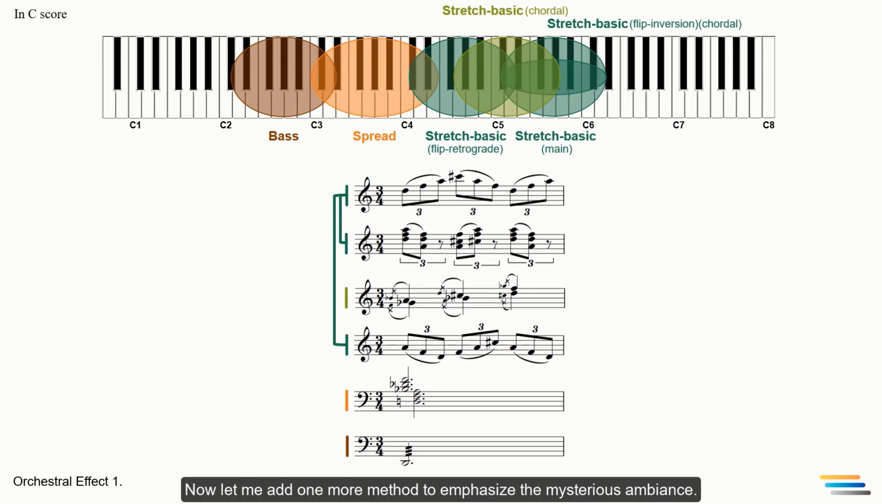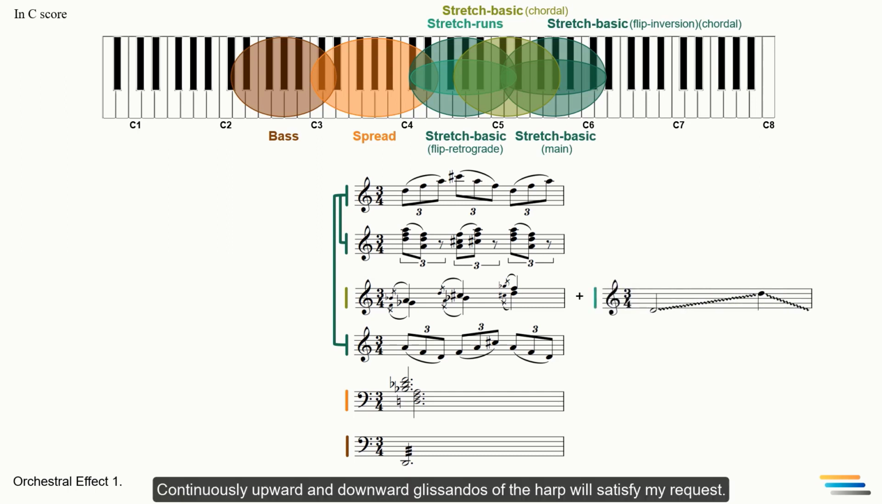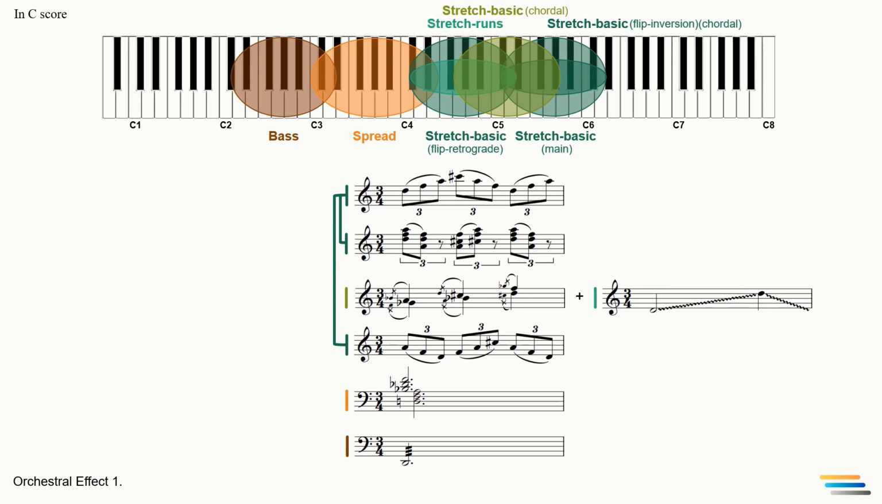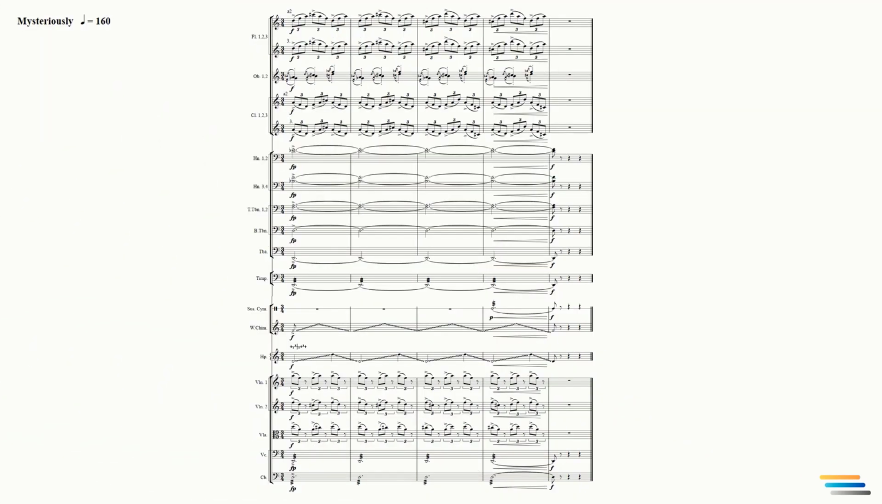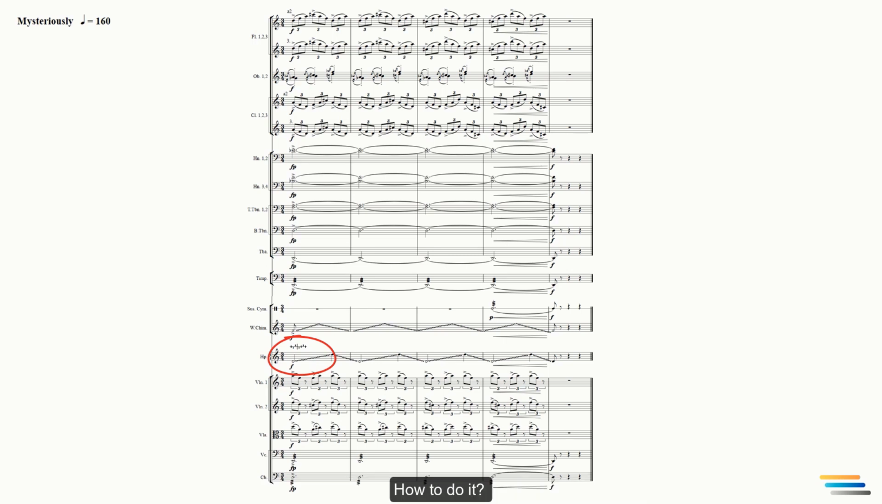Now let me add one more method to emphasize a mysterious ambience. The stretto runs are an amazing method to hold tension. Continuously upward and downward glissandos of the harp will satisfy my request. For the harp player, it is necessary to show the correct pedal diagram since the scale contains just 6 pitches instead of 7. How to do it?